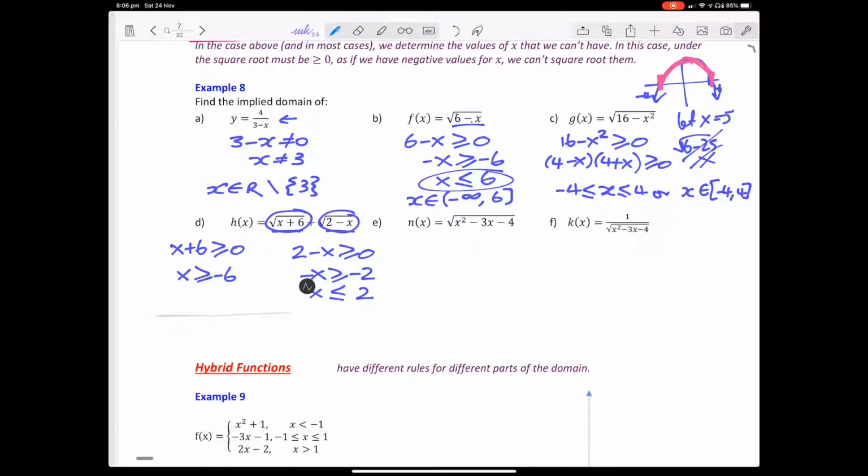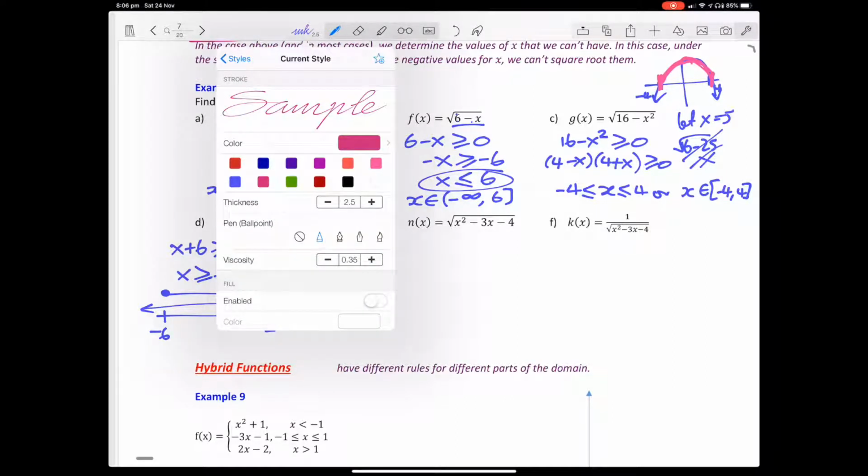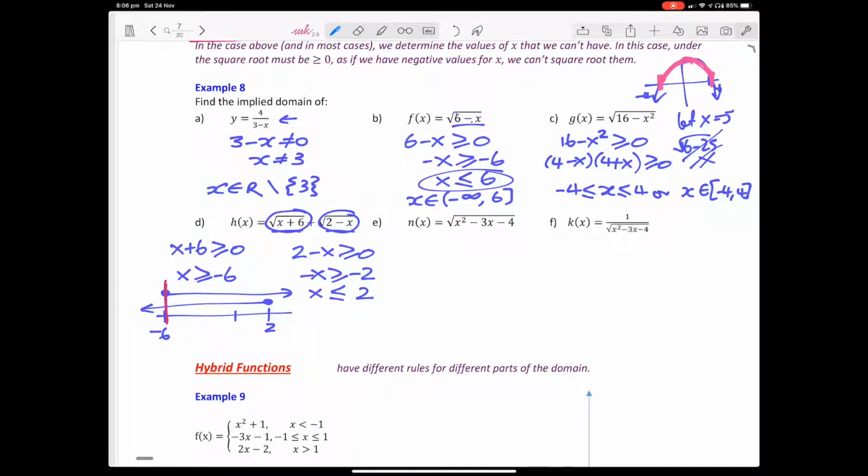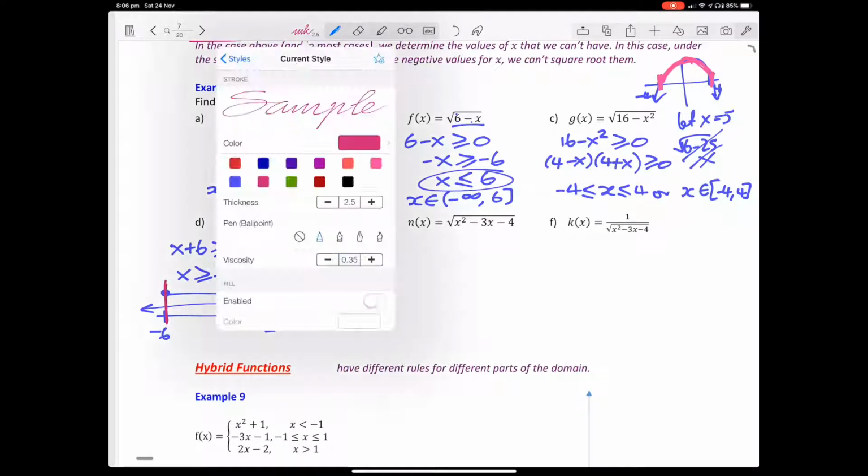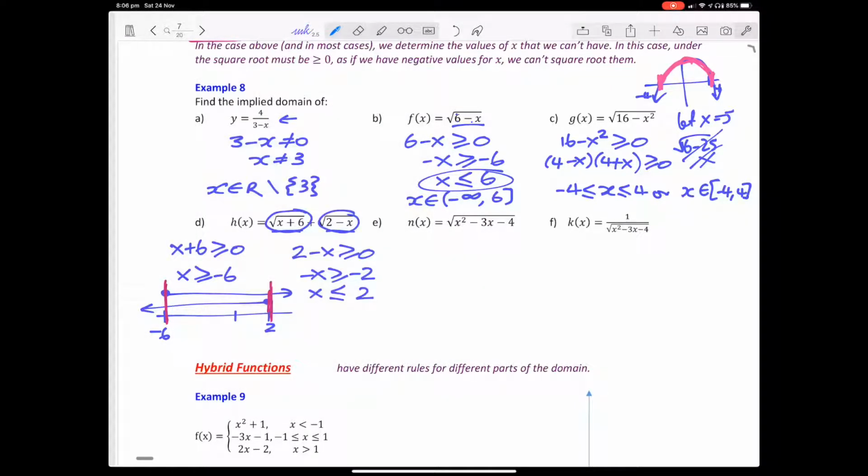Remember, our inequality switches as a sign. So if we draw a number line, there's negative 6. There's 2. Greater than or equal to negative 6, we colour it in and go upwards. Less than or equal to 2, we go downwards. Where do they cross over? From negative 6 to 2. So our domain is negative 6 to 2 inclusive.